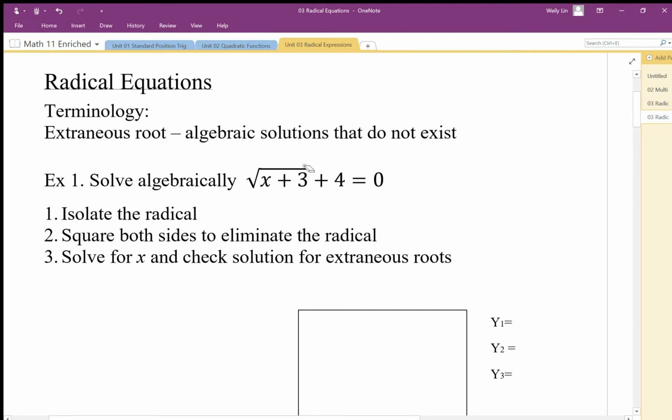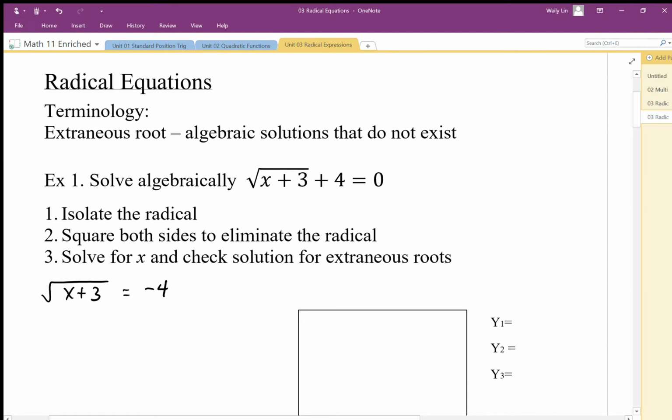Remember, algebra is just going to be doing the opposite operation. So we're going to get rid of the plus with a minus. Okay, so we're going to isolate the radical. So I'll show the steps here. I'm going to go √(x + 3) is equal to negative 4. Okay, so we're going to subtract 4 from both sides.